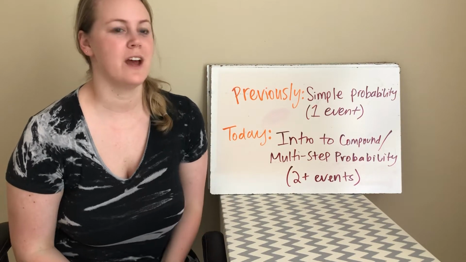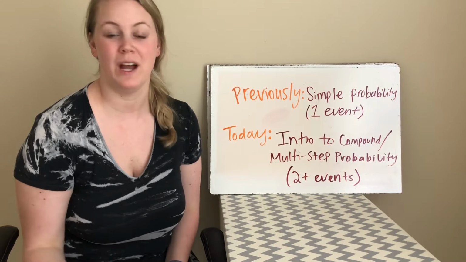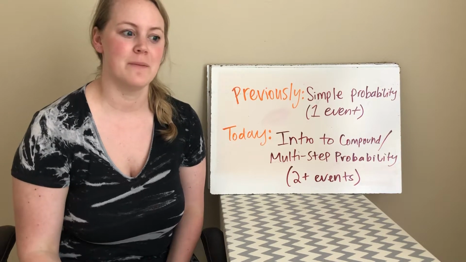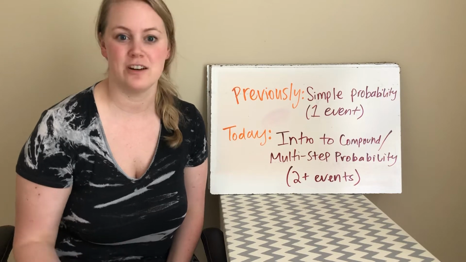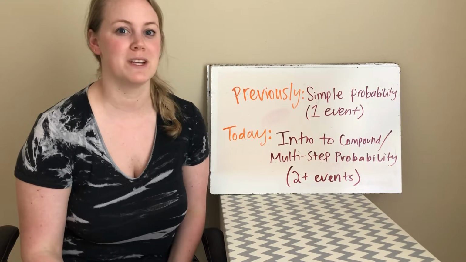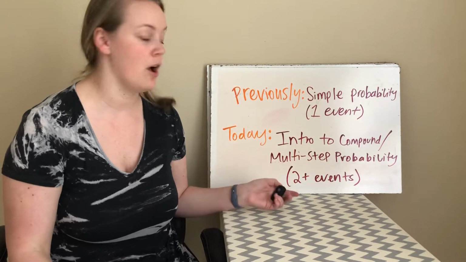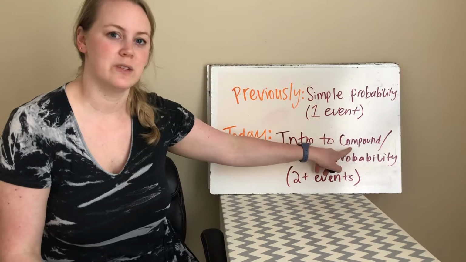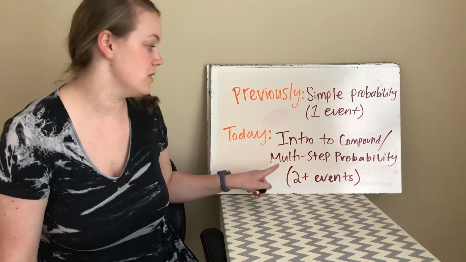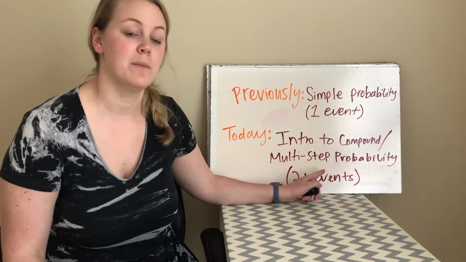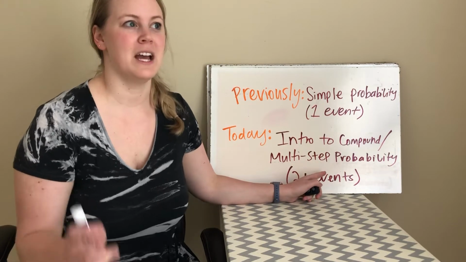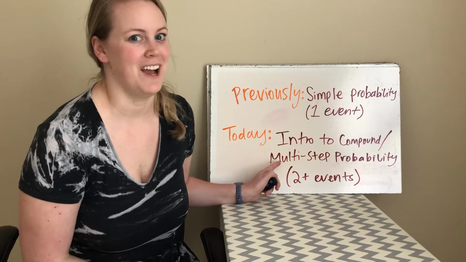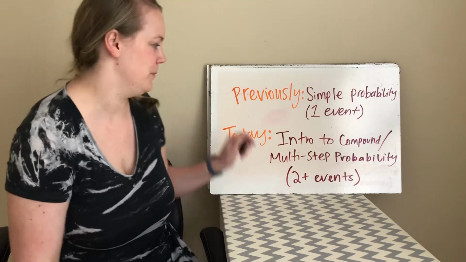Previously you learned about simple probability, which is what happens when there's one event. And we talked about simple probability in regards to sample space and actually finding the probability, but today we're going to dive into compound or multi-step probability. Compound is going to be a word that you'll see more so in high school. I might be using multi-step probability more often because when we're doing multi-step probability, we're actually going to be multiplying. So it'll help us kind of connect the two.